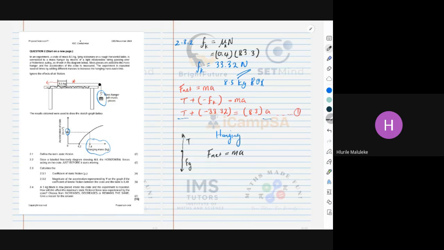So we have two forces. If let's say we take this as positive, which is the one going up, then the one going down is negative. So you would have your tension here plus minus Fg equals to ma, right? This is what you would have, unless you flip it.